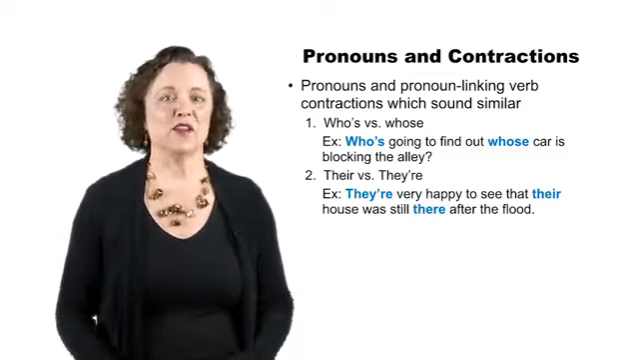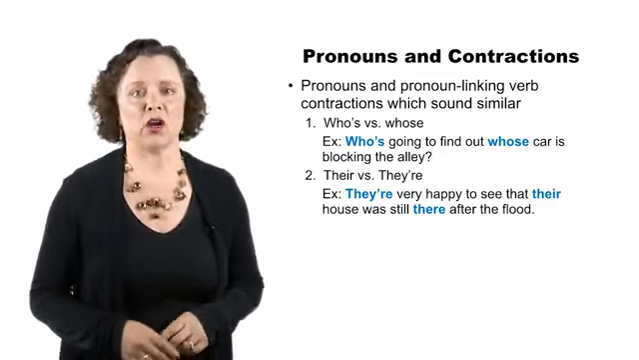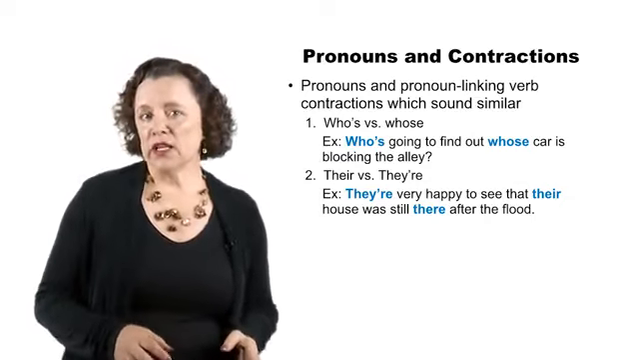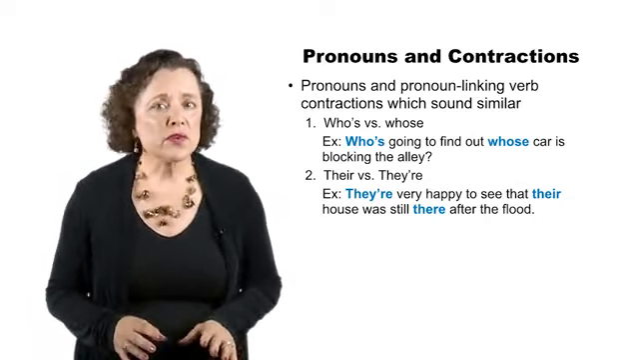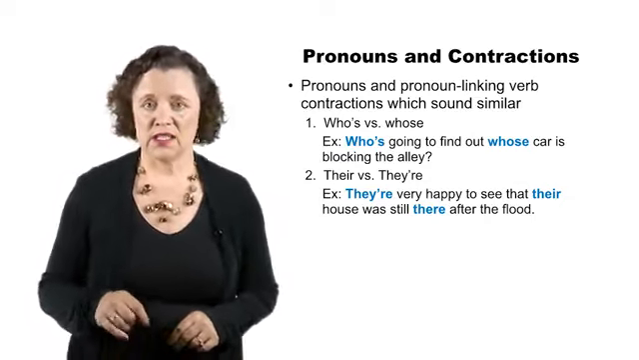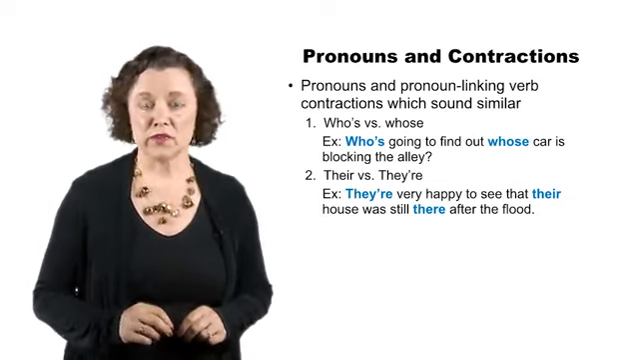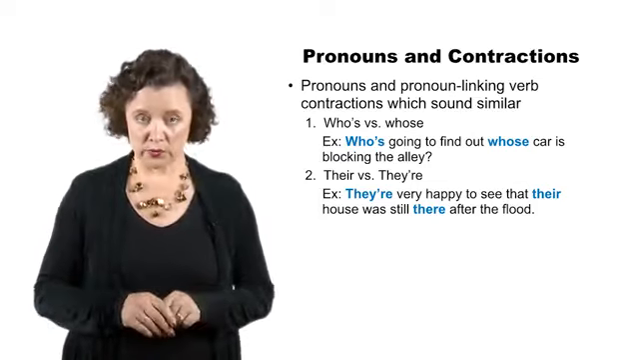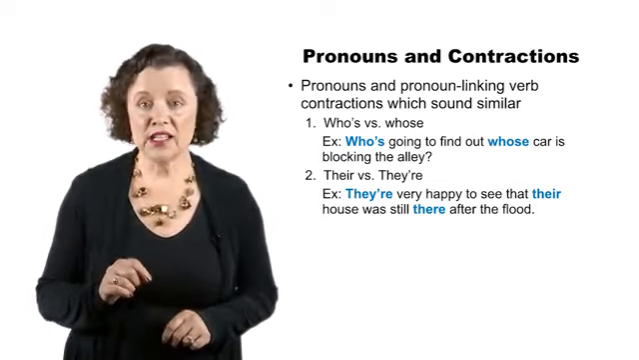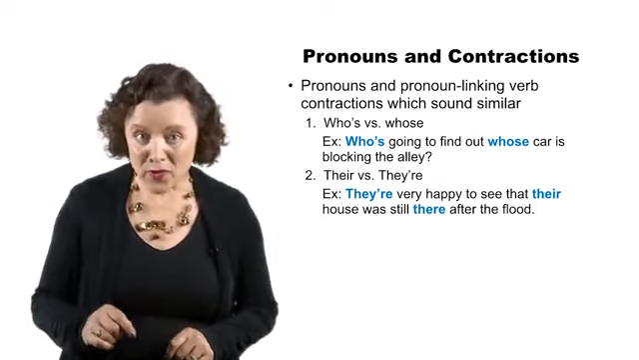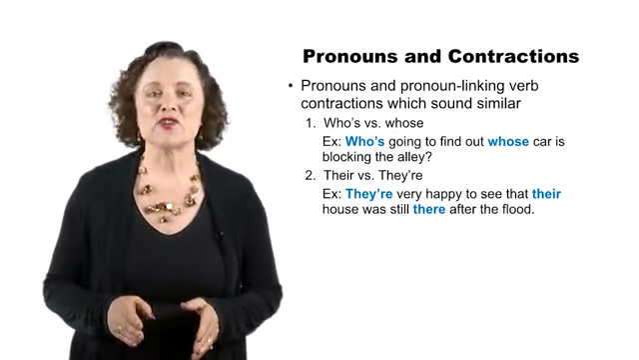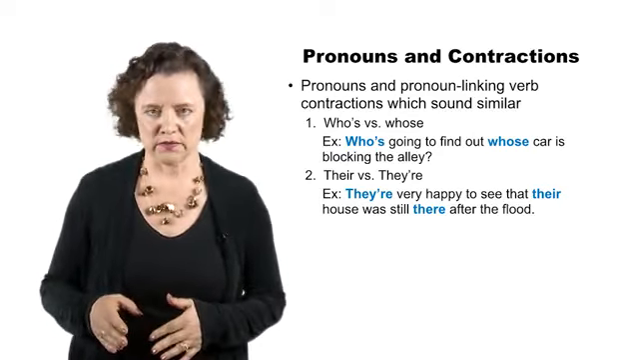The second is the three different forms of the word there. The THERE form always refers to a location. The THEIR form is a plural possessive referring to something that belongs to more than one person. The THEY'RE form is a contraction of they and are.